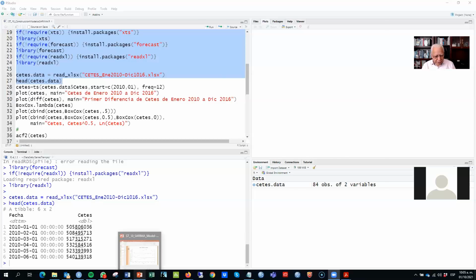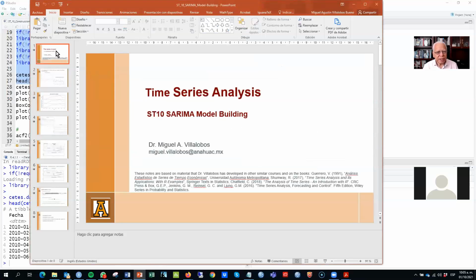Okay, we'll go over this. It's a very short presentation. That's number 10, SARIMA model building, where we're just going to go over the process for model building. I mean, the overall process we have already discussed.